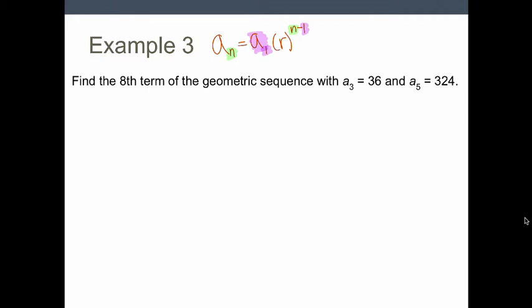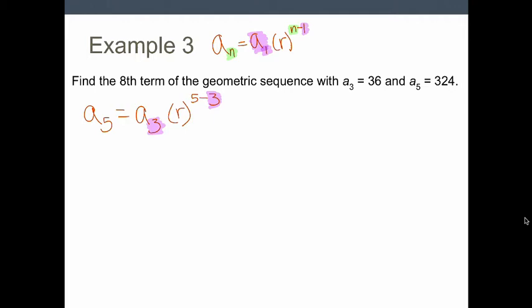So I'm given the third and the fifth term. So I'm going to plug a sub 5 in for the a sub n piece on the left side. I don't have a sub 1, but I do have a sub 3, so I'm going to plug that in. Now n is 5 for where I have things plugged in so far. And instead of a sub 1, I have a sub 3. So instead of subtracting 1 in this exponent, I'm going to subtract 3. Because again, whatever this number is being subtracted, that's the term number I'm using here.